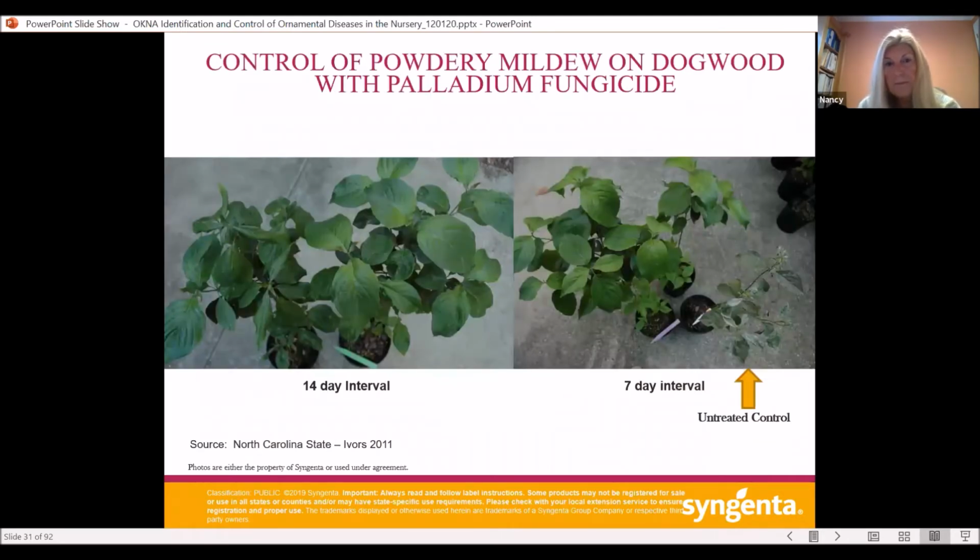This was on dogwood powdery mildew, looking at fungicide applications with Palladium. And I don't know if you can see here, but where the arrow is pointing is the untreated control. So you can see how stunted that plant is with all the white mycelium on the not very expanded foliage that you see there. The trial was done with a 7-day versus a 14-day interval, and you can see a 14-day interval works quite well with these fungicides.